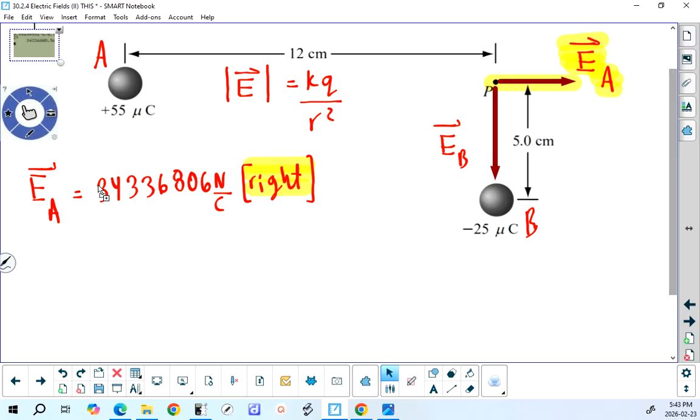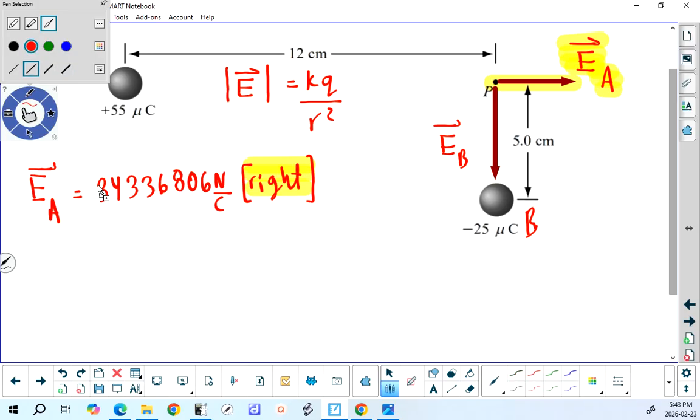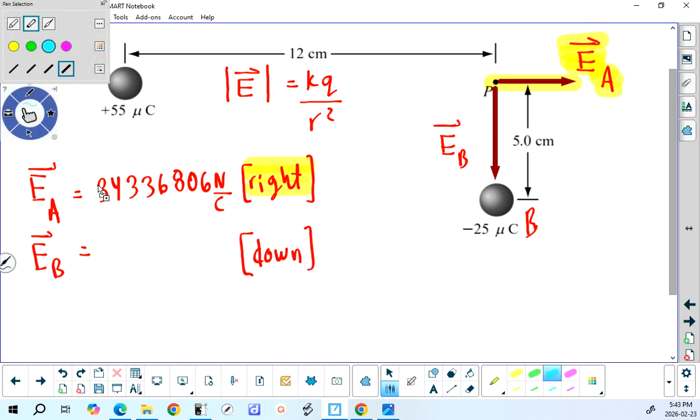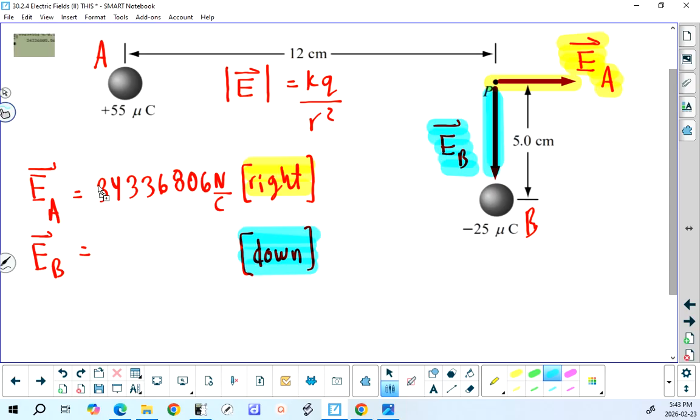We can do the same thing here now to find the electric field strength at B. Of course, the direction here will be down. The direction is down, essentially because B is negative and P is above it. So an imaginary positive test charge at P will be attracted to the negative source charge at B, which means the influence due to B would be down.